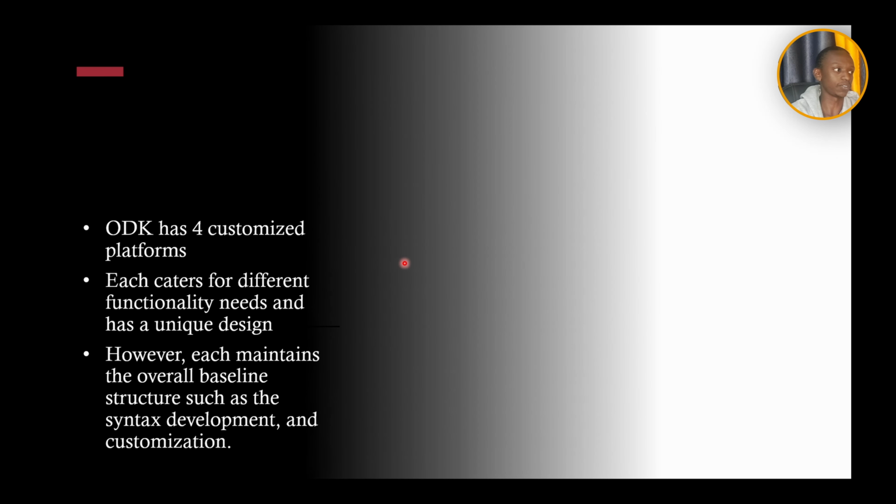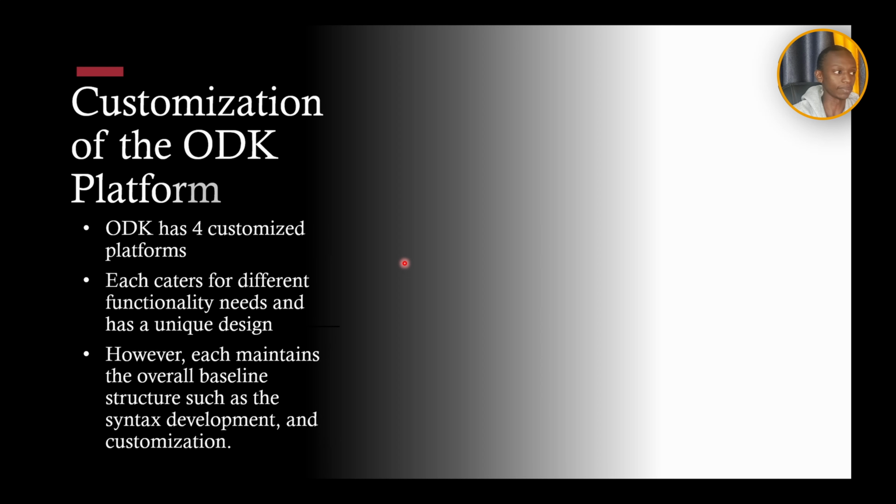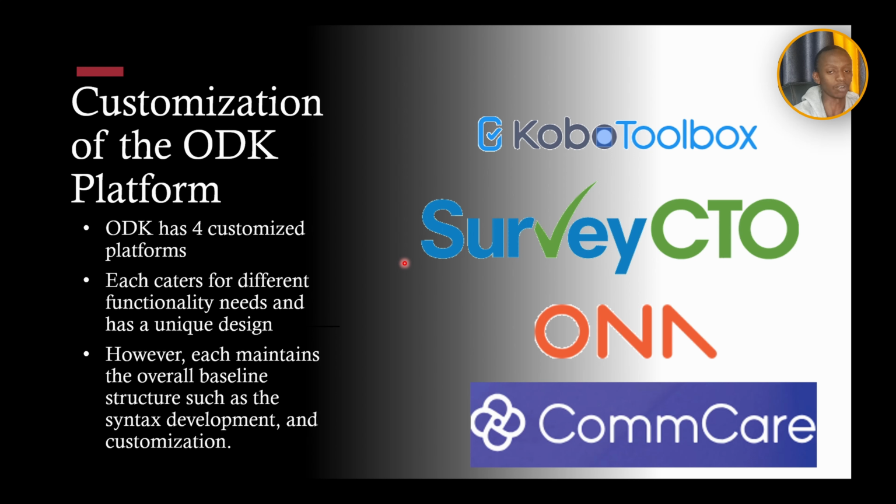ODK in itself has four customized platforms, and each of them caters for different functionalities and design. However, despite the four platforms, the baseline or the underlying syntax or structure is similar. So once you have familiarity with one, it's easy to move to the other one. We have KoboToolbox, SurveyCTO, Ona, and also CommCare.